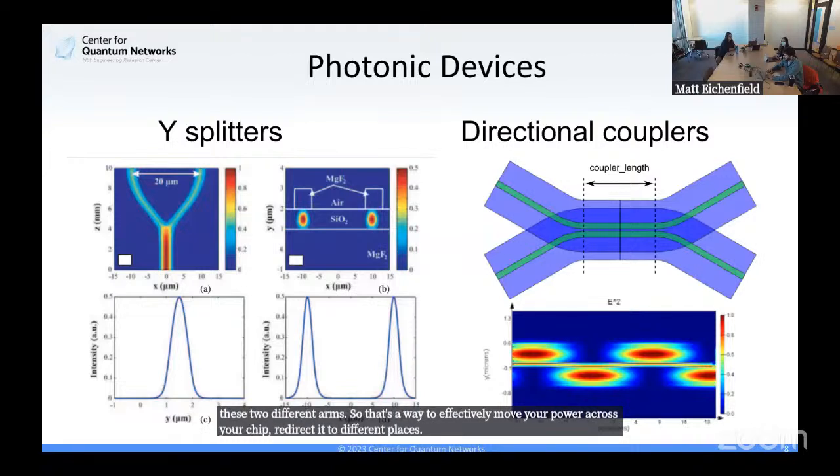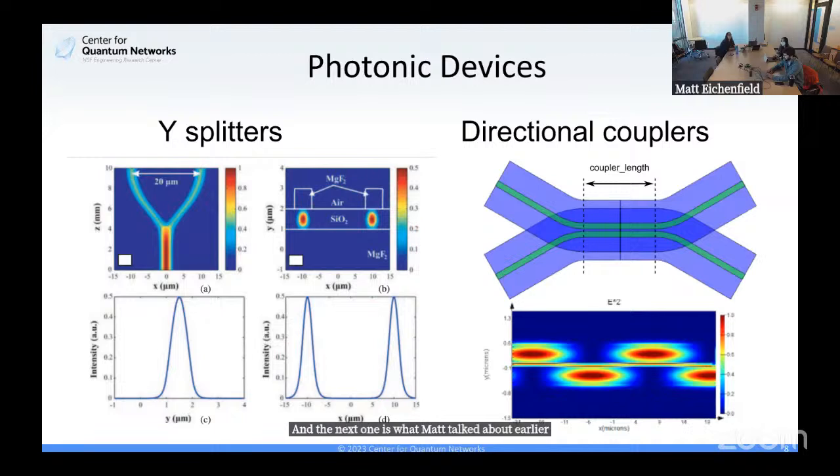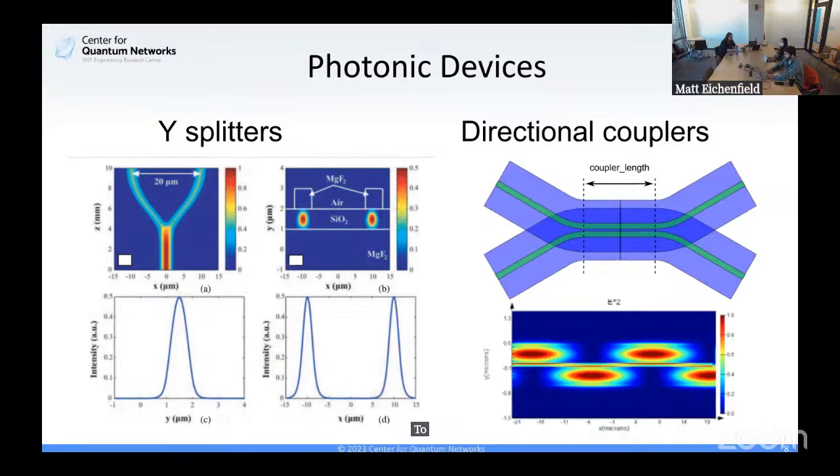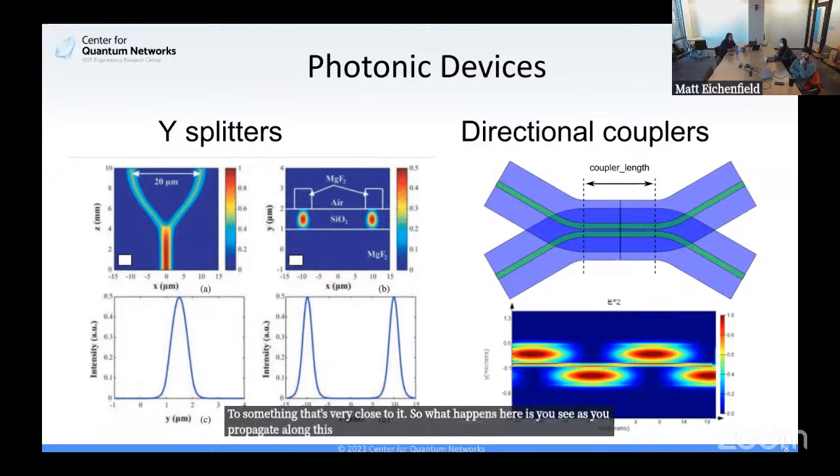And the next one is what Matt talked about earlier, directional couplers. So I mentioned very briefly the evanescent field. One cool thing about an evanescent field of a mode is if you bring two waveguides very close together, eventually, if they interact long enough, they can evanescently couple to something that's very close to it. So what happens here is you see as you propagate along this directional coupler, you start with all of your light in the top waveguide, but then eventually as it propagates, it ends up fully in the bottom waveguide. And if you continue that, it will just move back and forth.